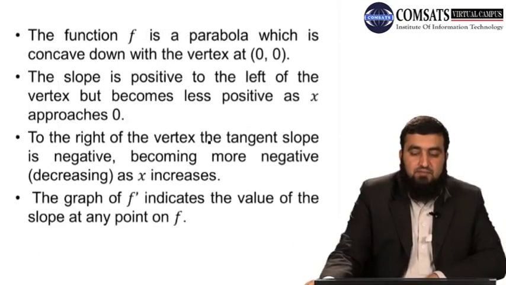So the function f is a parabola which is concave down with the vertex at 0, 0. The slope is positive to the left of the vertex but becomes less positive as x approaches 0. To the right of the vertex the tangent slope is negative, becoming more negative as x increases.